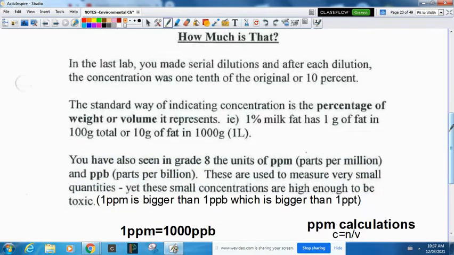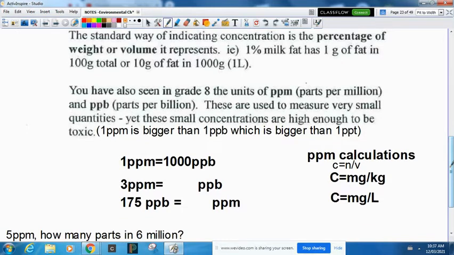You've also seen in grade 8 the units of parts per million and ppb, parts per billion. ppt would be parts per trillion. These are used to measure really small quantities, yet these small concentrations are big enough to be toxic. And by the way, just so you realize, 1 part per million is bigger than 1 part per billion, which is also bigger than 1 part per trillion. So 1 part in a trillion, right, is obviously smaller than 1 part in a billion.